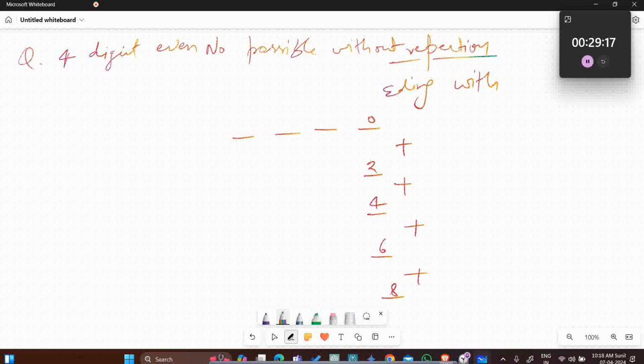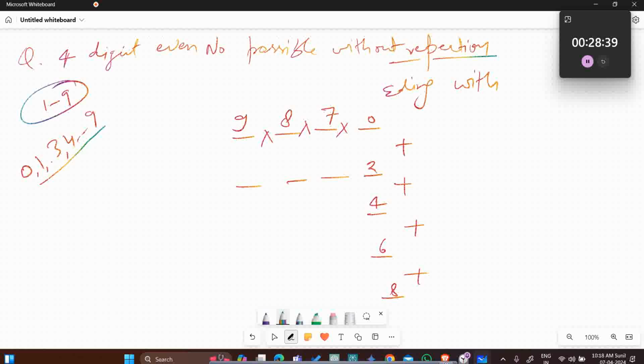Alright. Now we are left with 1 to 9 digits. Here, in this case, 1 to 9. How many choices do we have left here? 9. How many choices are left here? 8. How many choices are left here? 7. This is the answer. In this case, we have choices 0, 1, not 2, 3, 4, and 9. Right? How many choices are there? 9 choices. But for the first place, how many choices do we have? Only 8. 8 choices.